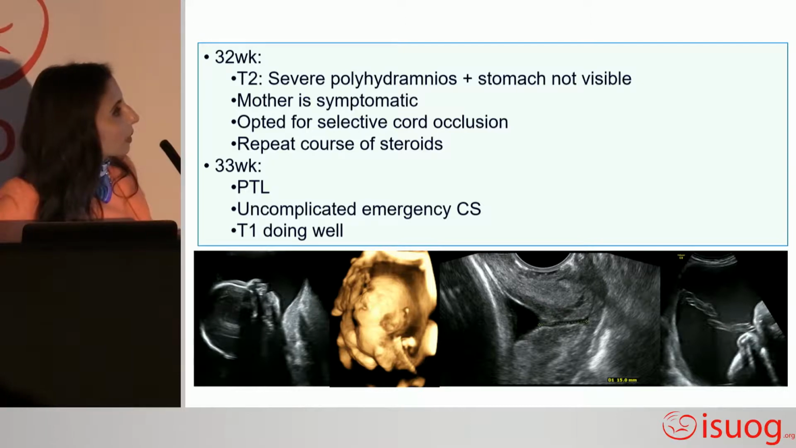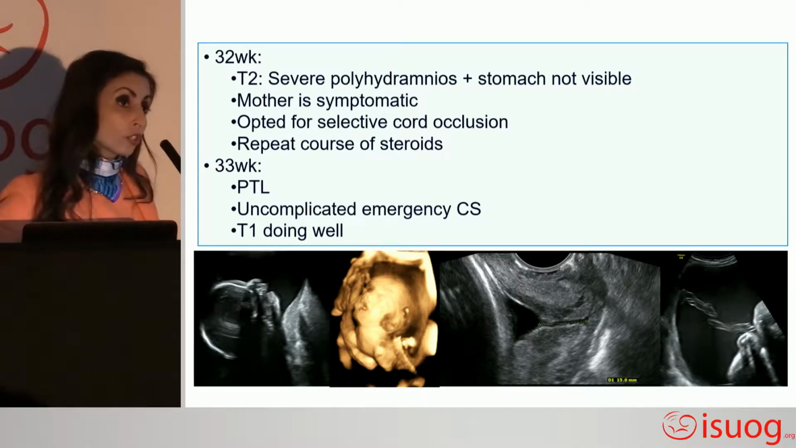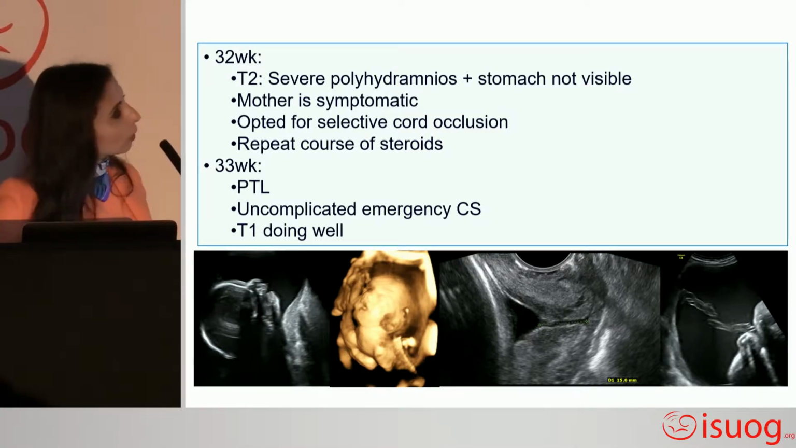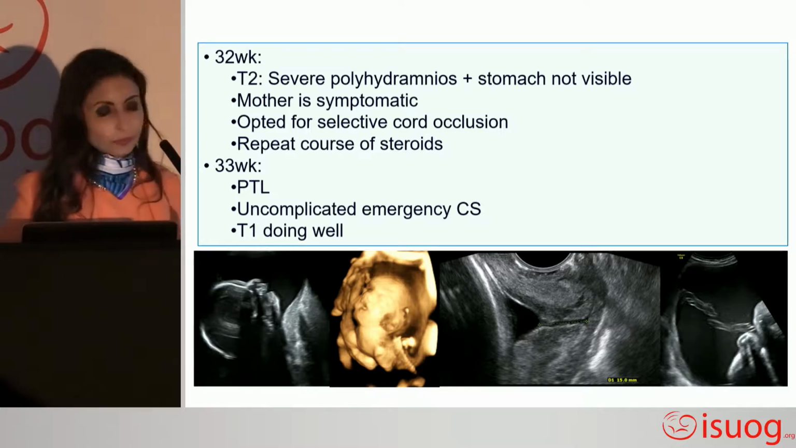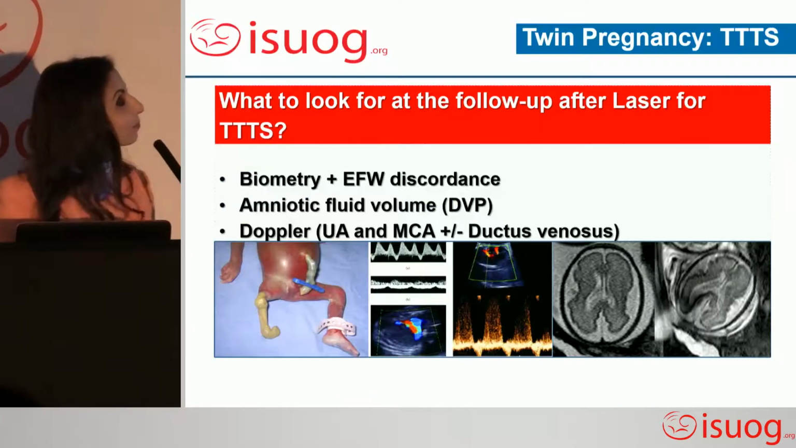So she had the cord occlusion, and a week later, she went into preterm labor, and she had an uncomplicated emergency section, and twin 1 is doing well. Twin 1 had the cardiac surgery, and I saw her as a follow-up and she is doing well. So you can see these cases are not really straightforward, are they?